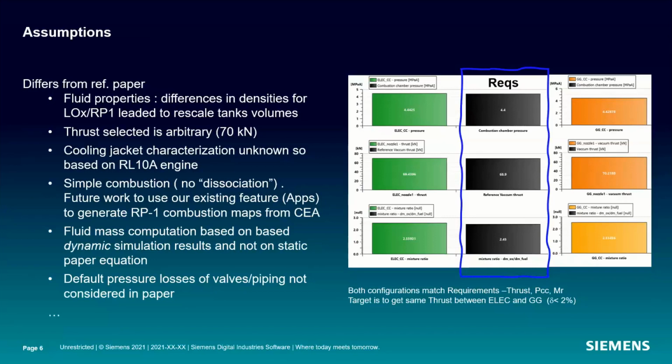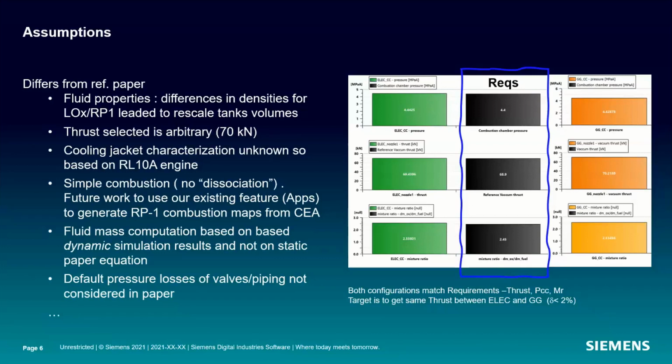So the assumptions, right? When you are using different data points or maybe have minimal access to data, you have to make some level of assumptions when you do your design, right? So we did have a reference paper, but we might have had different fluid properties where there were differences in densities for the liquid oxygen or the RP1. That's what led to us having to scale the tank size volumes to match up with that test data or the literature data.